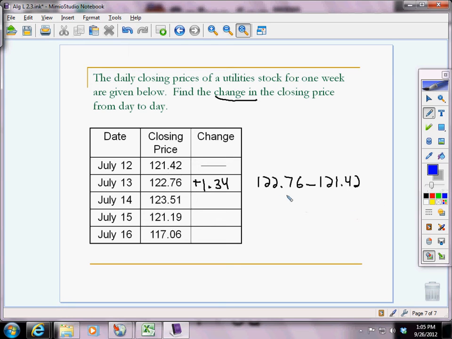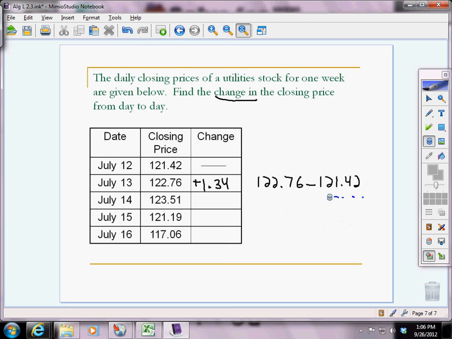But what happens if you switch this around and subtract the other way, you would get a negative $1.34. And I've seen that. People will put that there and it doesn't make sense. From here to here, it did not decrease, it actually increased. So you need to be very careful that you subtract the earlier date from the latter date.